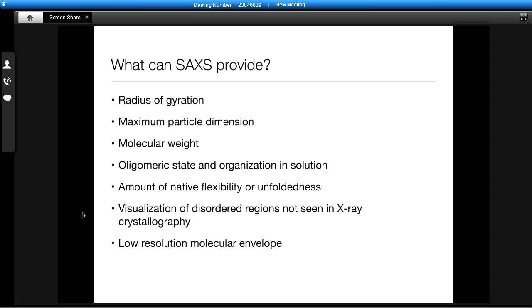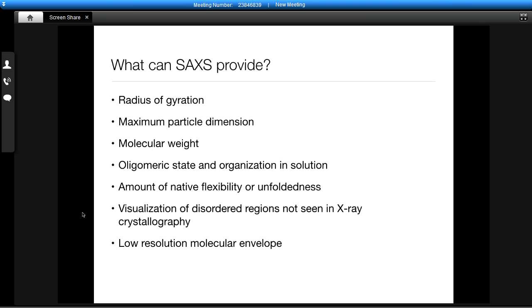All right, so what can SAXS provide? First of all, the SAXS scattering pattern can provide a radius of gyration of your molecule of interest. It can give you a maximum particle dimension. I should say what a radius of gyration is, just in case anybody's unfamiliar. A radius of gyration is the square root of the sum of the squares of all of the distances of all the atoms to the center of mass of the particle. So it does change depending on the shape of the object. Additionally, it can give you the maximum particle dimension. It'll also give you information about the molecular weight, and from that you can actually get the oligomeric state.